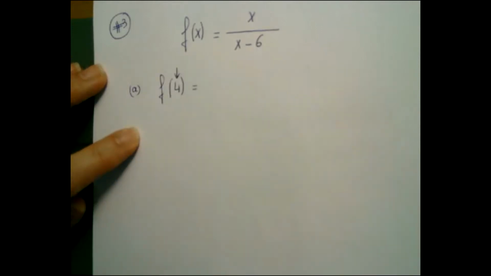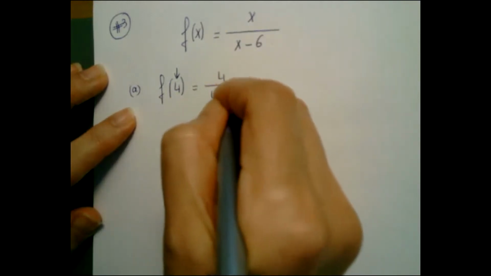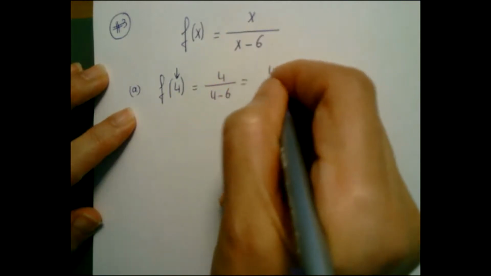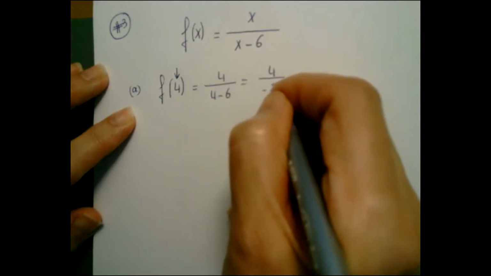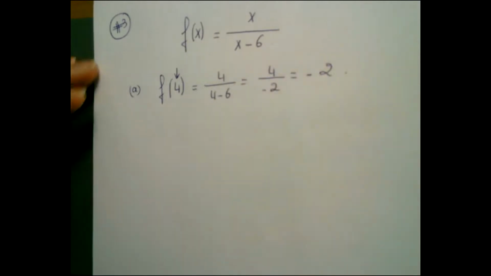I don't know why they like 4, but whatever. So I just plug it in. There is nothing deeper than that. 4 over negative 2. This is minus 2. So that's how the function is behaving.